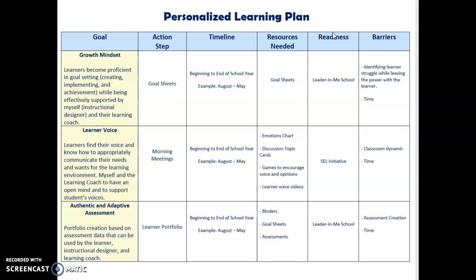And by having these morning meetings and focusing on these social and emotional lessons, it would allow learners to become more comfortable when speaking during co-planning sessions, helping them to identify their learning wants and needs and how to voice their interests within the classroom.